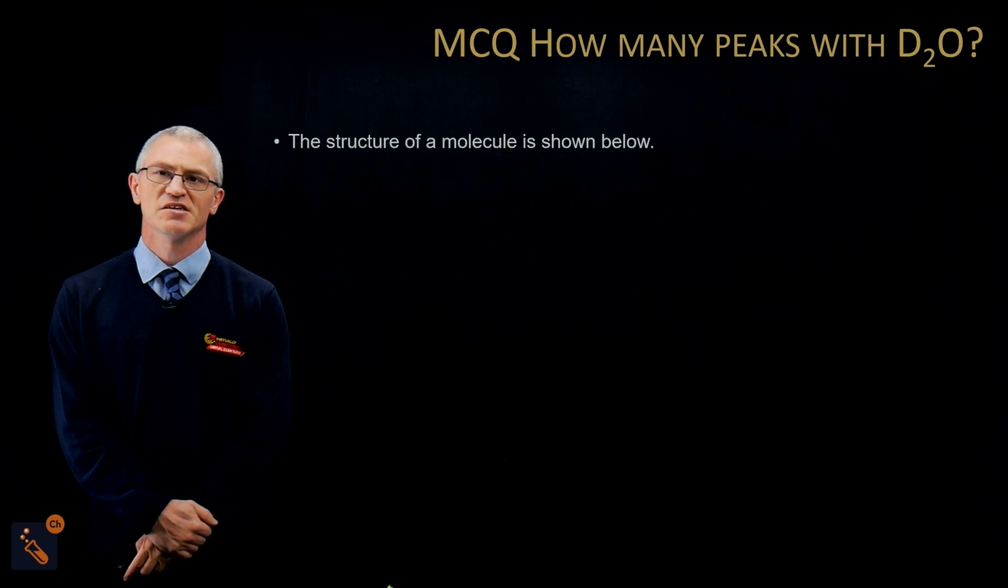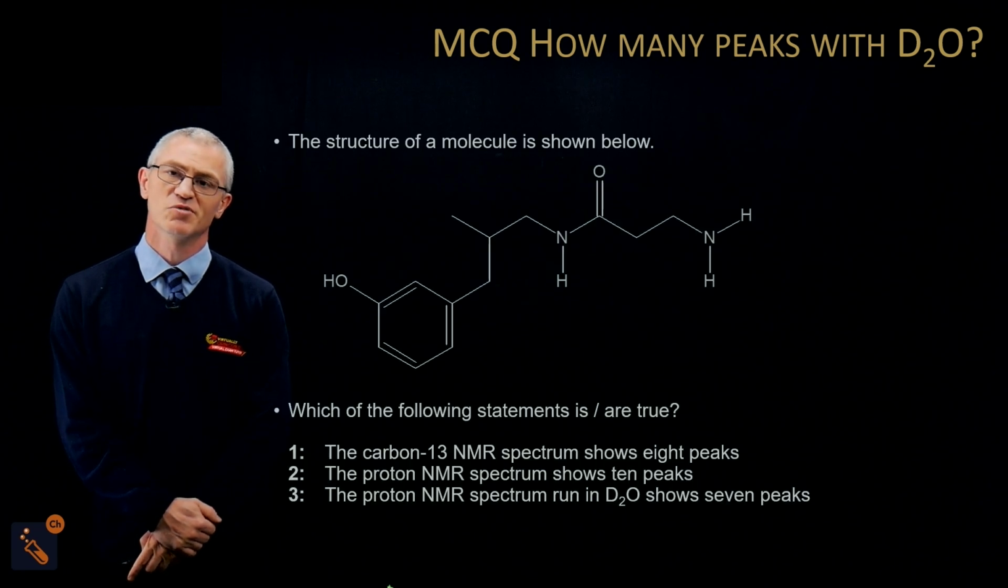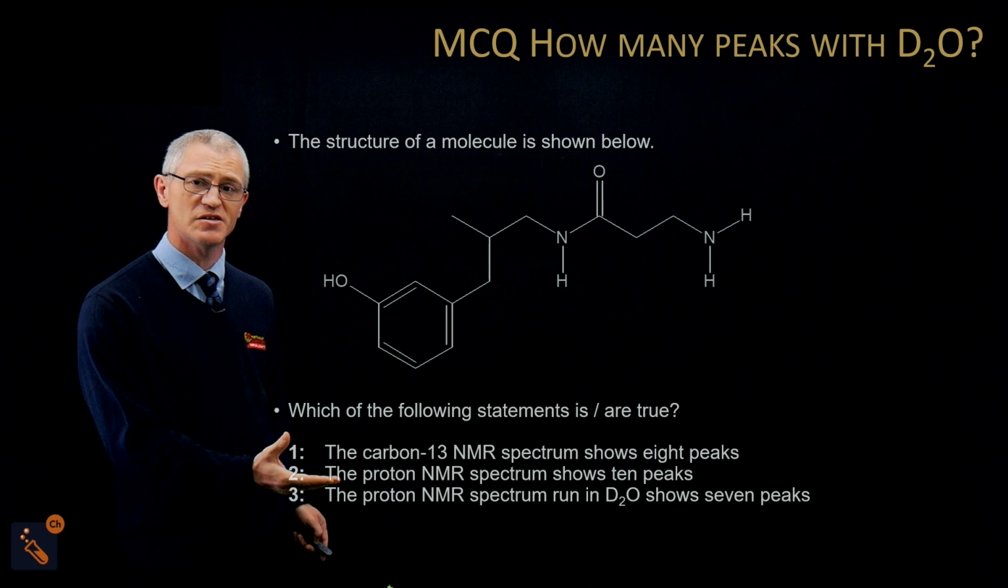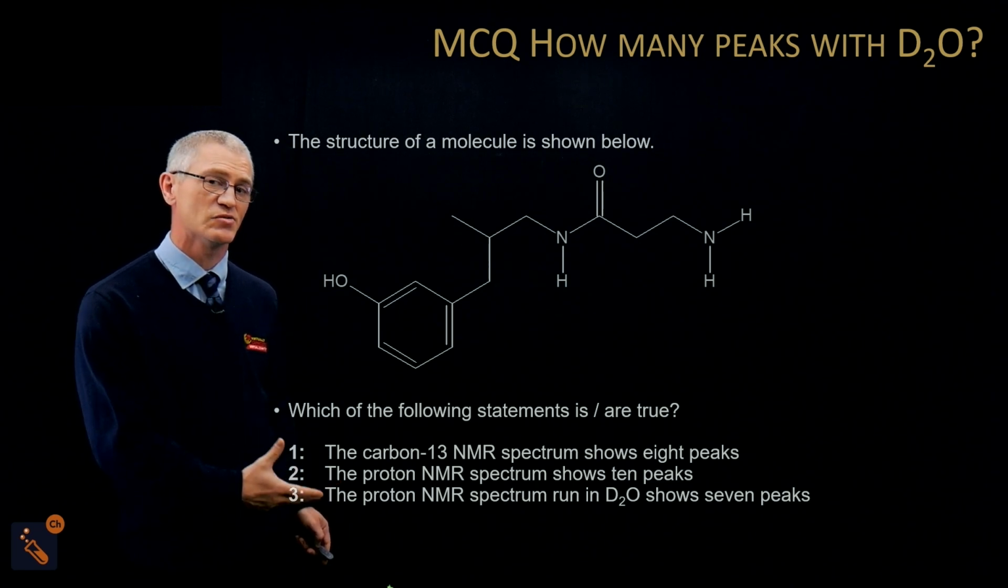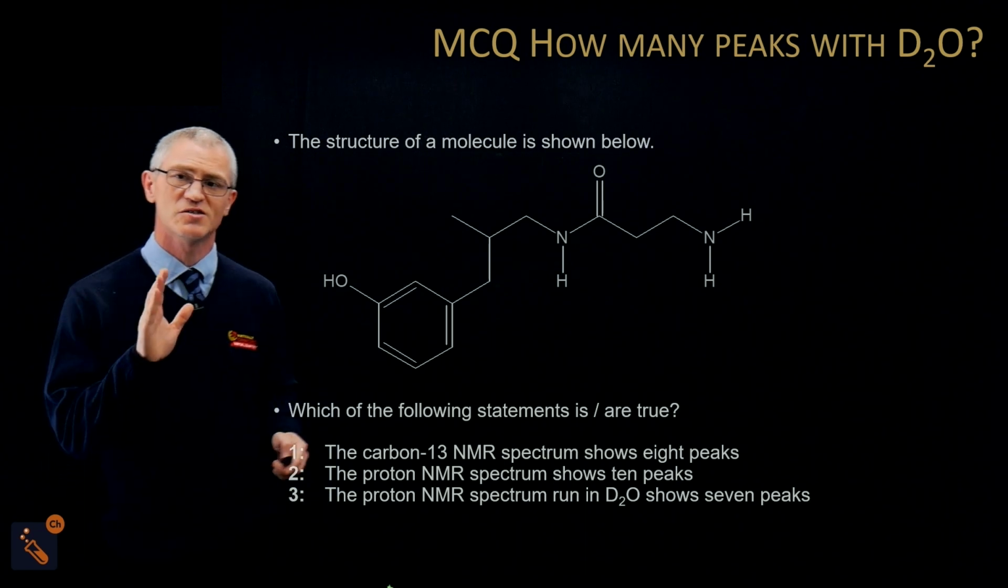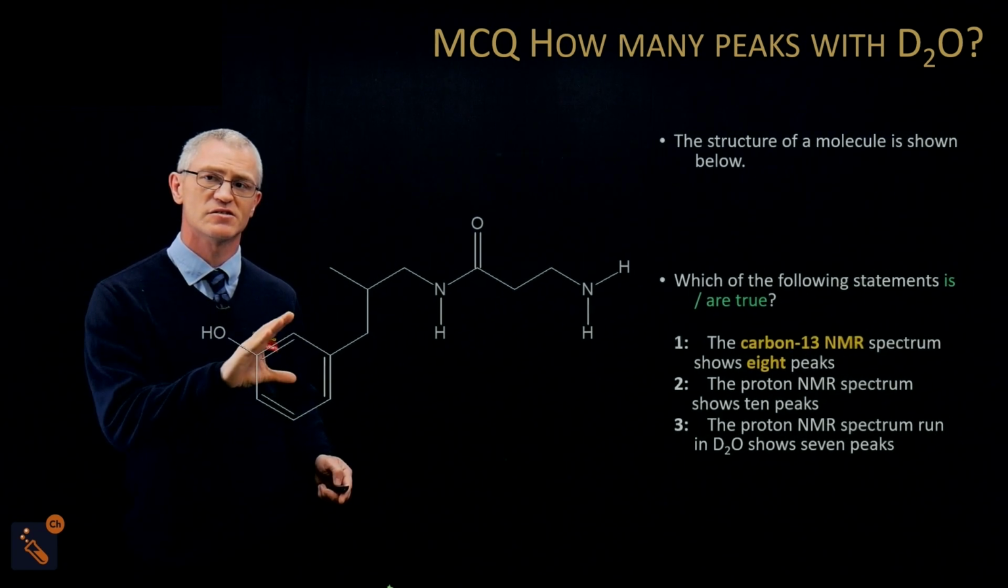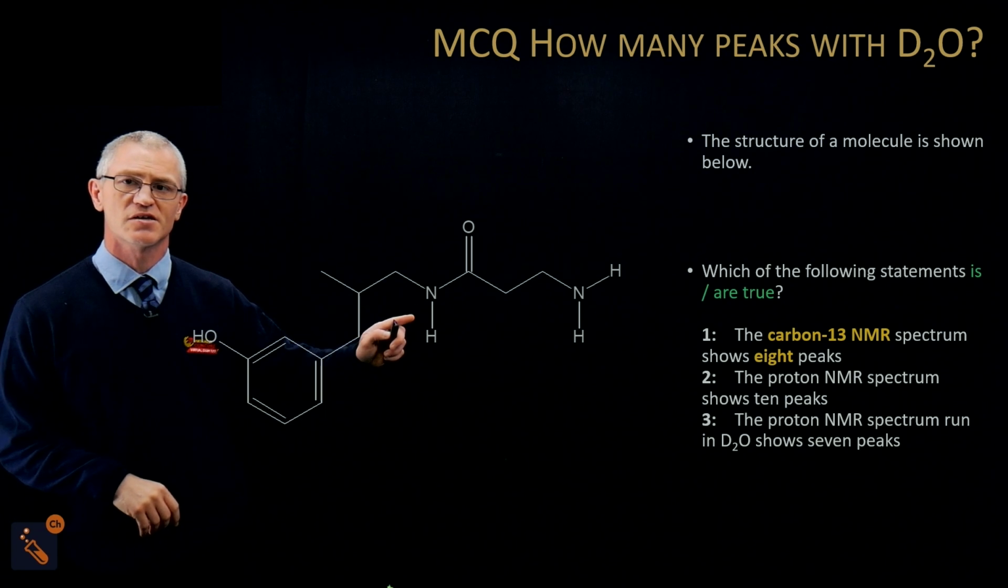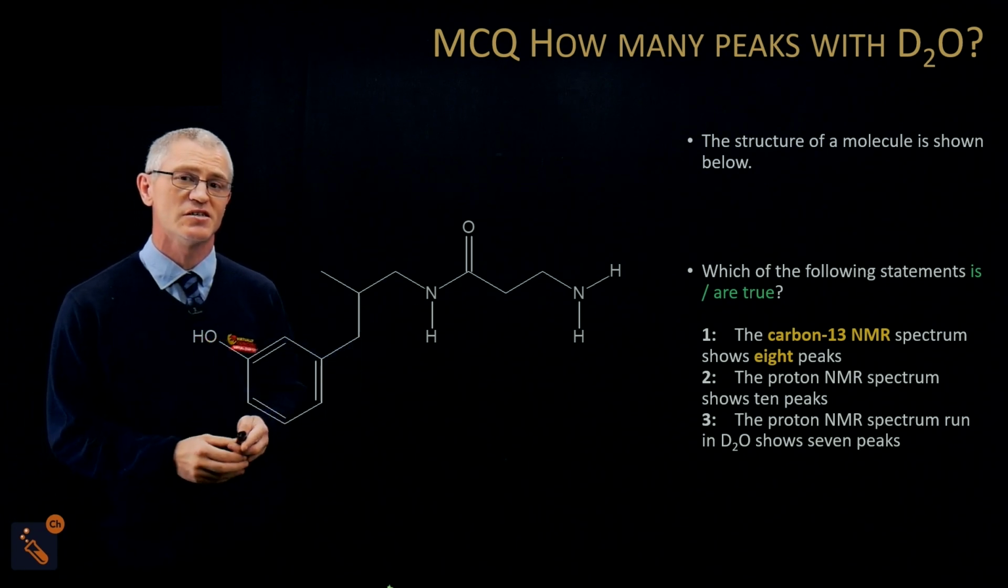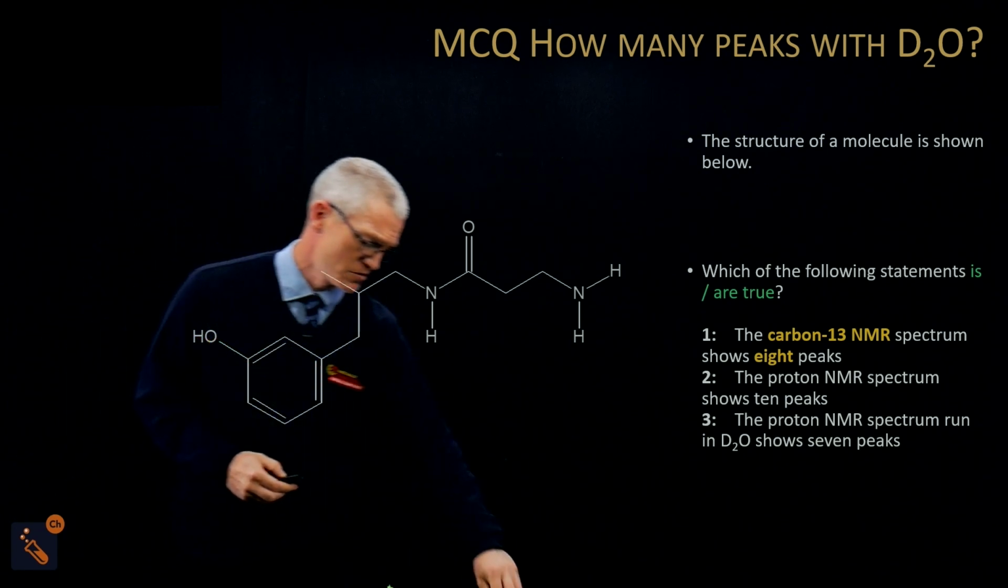We're now going to do an MCQ, and in this MCQ we have a molecule where we have to use carbon-13 NMR knowledge, proton NMR knowledge, and the fact that D2O is put in as well. Let's put the writing over here, centralise our molecule, and we're looking at the carbon-13 NMR first.